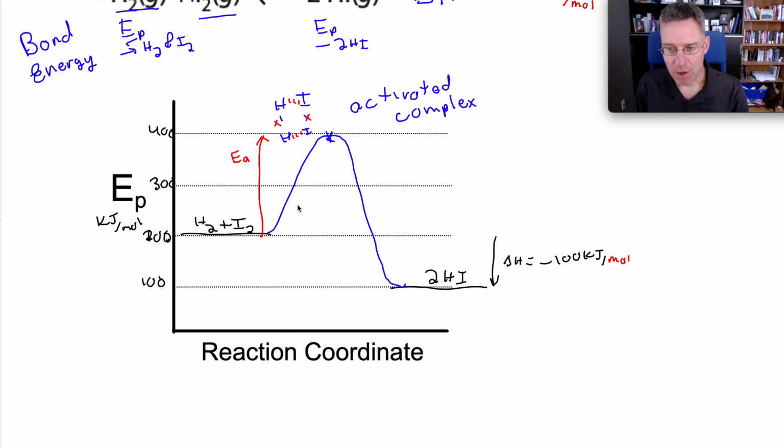Activation energy is always positive. It is never negative. You always have to put energy in. The energy of the products can be lower than the beginning or higher than the beginning, but the activation energy will never be a dip at the beginning. You never remove energy to get the reaction started. It is always an input.